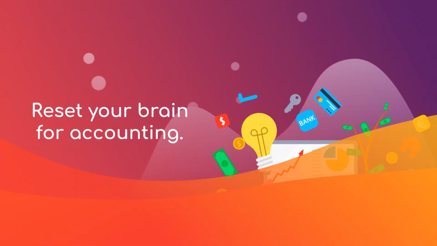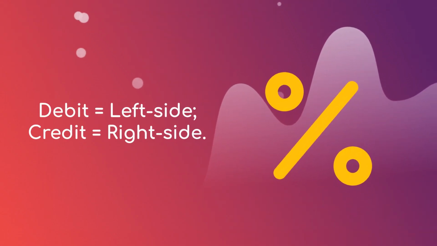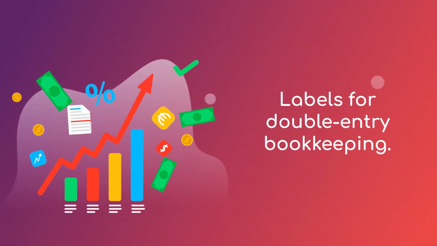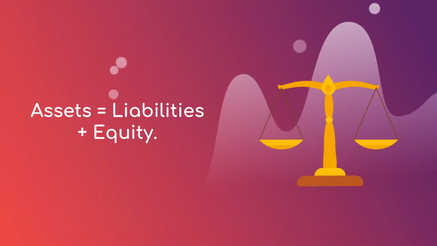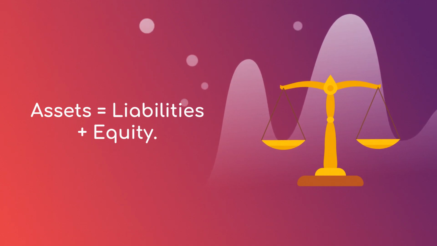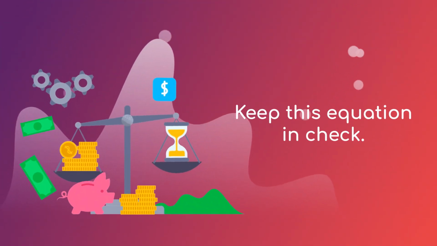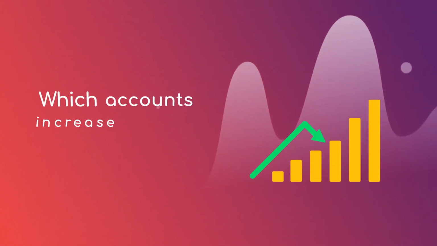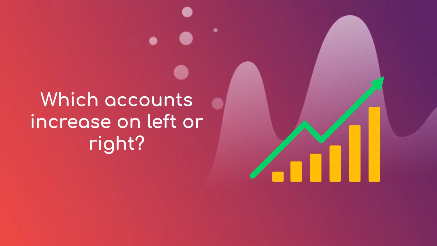These words aren't good or bad. They don't mean add or subtract. In the accounting world, debit simply means left side entry, and credit simply means right side entry. That's it. They are just labels for two columns in a system called double entry bookkeeping. This system is built to keep one thing perfectly balanced, the fundamental accounting equation, which is assets equals liabilities plus equity. Every single transaction has to keep this equation in check. The real question is which accounts increase on the left side and which on the right.